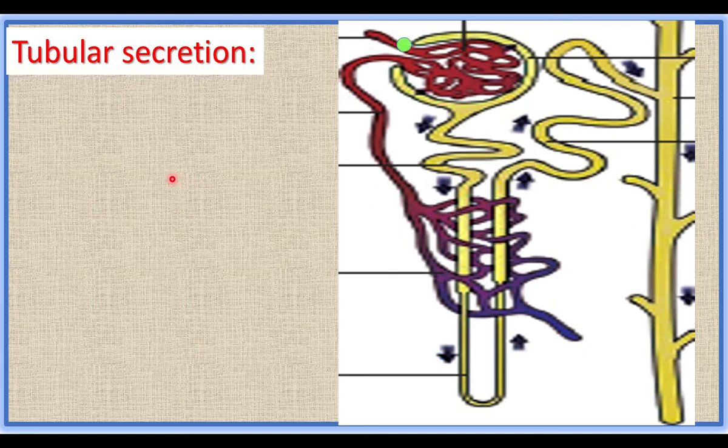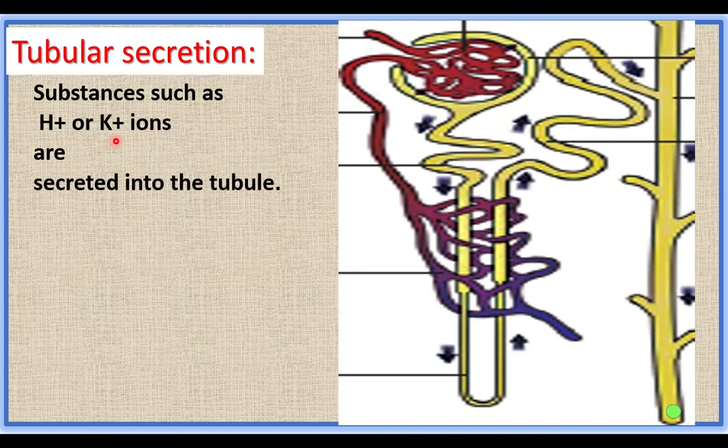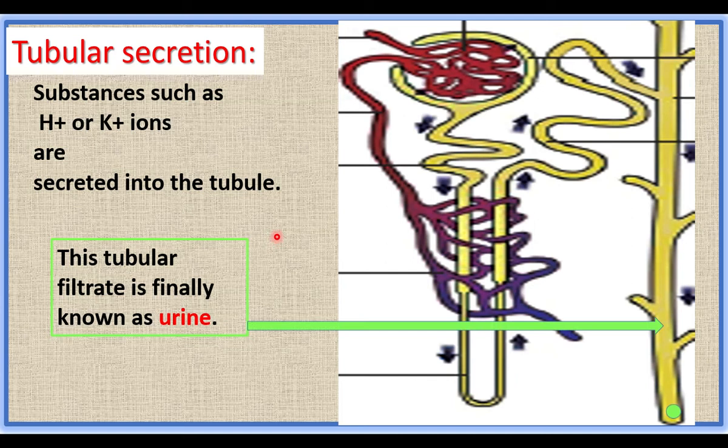Some of the waste materials escape in the filtration. They remain inside the blood. They are secreted into the tubule. So this is a waste material. It escapes the filtration. From the blood, it is again taken into the tubule. That is tubular secretion. So after tubular secretion, inside the collecting tubule, urine is formed. Substances such as H+ and K+ ions are secreted into the tubule. This tubular filtrate is finally known as urine.